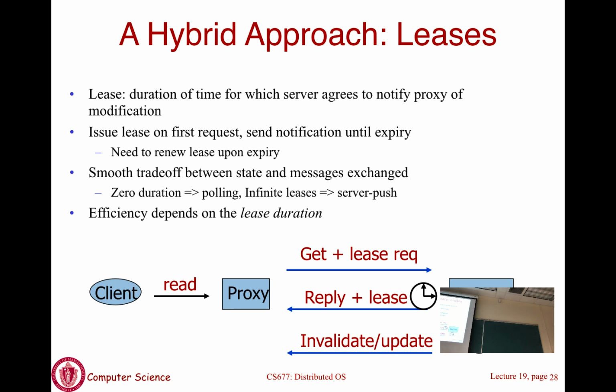Now, depending on the duration you set for the lease, you can make this approach look like a pure pull-based or a pure push-based approach. In particular, if the lease duration is set to infinity, this basically degenerates to server push. Because the lease is valid forever, the server has to keep sending you notifications for it. That's what the server push approach did. If the duration is set to 0, the lease comes and expires immediately, then you are back to a pull-based approach where the proxy has to poll and get a new lease or do something like that. So for 0 duration, this looks like polling. For infinite lease duration, it looks like push. So anything in between is essentially going to be something intermediate between the two extremes.